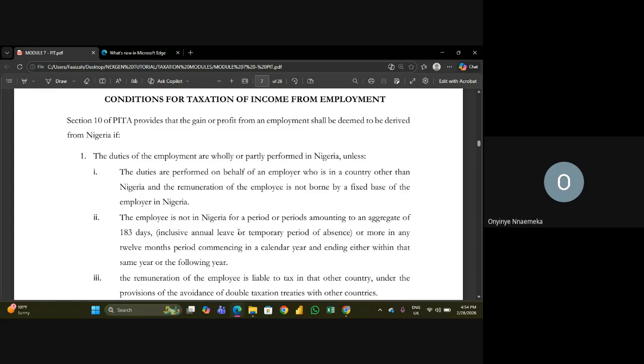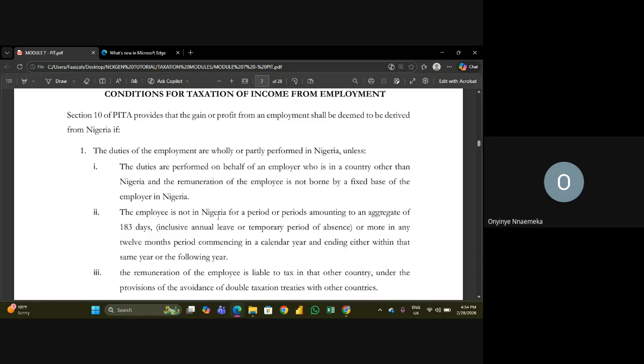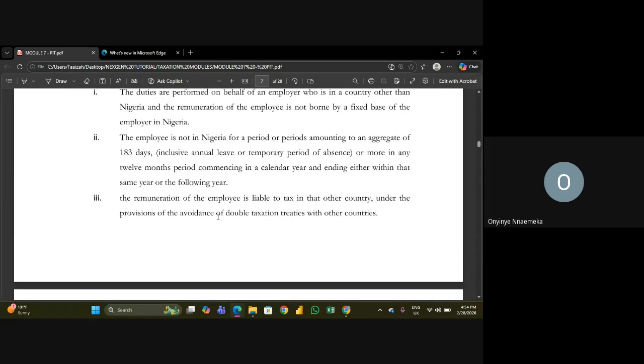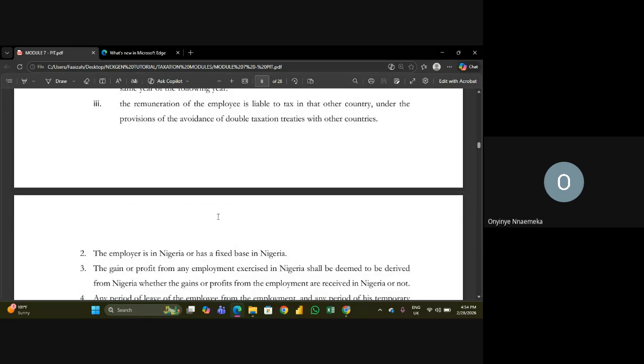So if the person is not a resident, the person is not spending up to 183 days in a whole year in Nigeria, then your salary is not seen to be derived from Nigeria. Number three, the remuneration of the employee is liable to tax in another country under the provision of an avoidance of double taxation treaty with other countries. So the remuneration that you are collecting, that is your salary, is liable to tax in another place.